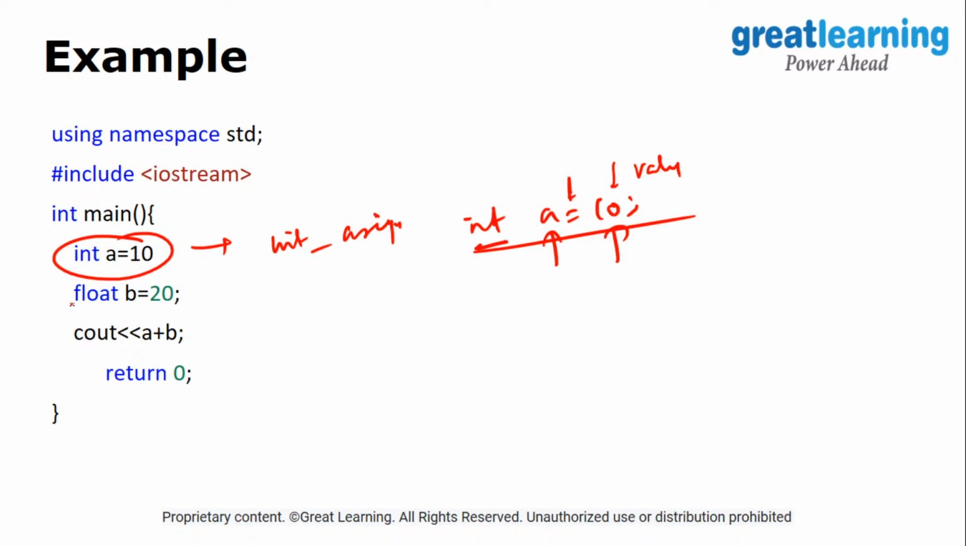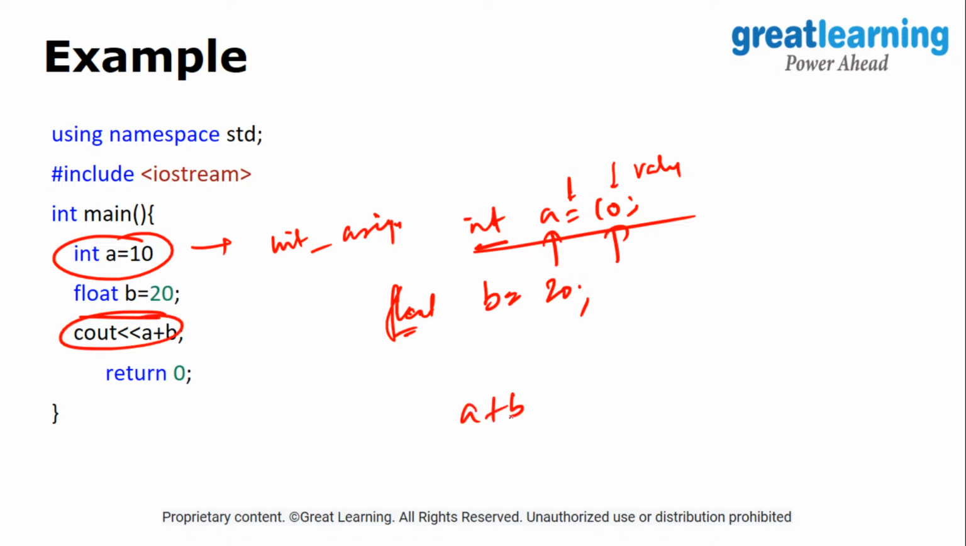Similarly, this is again the same thing that we are doing, but this time we are using a different data type, that is float. That means if you have decimal numbers, like 2.5, 2.6, 2.7, all those things can be stored in a floating point data type. And now you have b, and this is 20. Now we are outputting it.